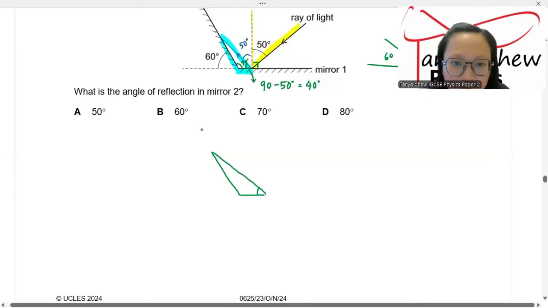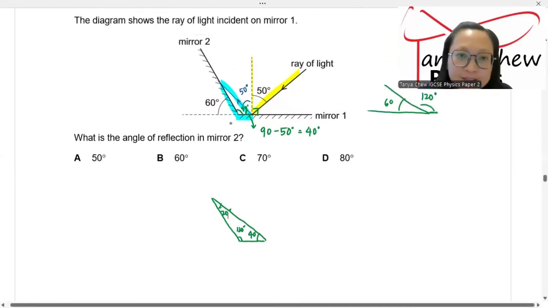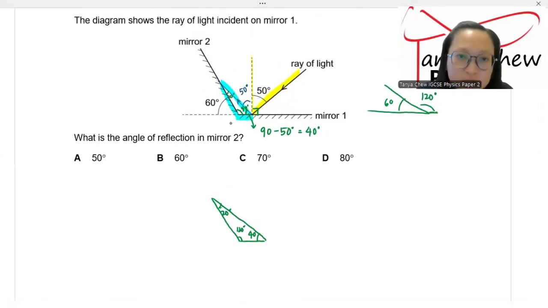So this is actually 40 degrees. This is actually 120 degrees. So the full triangle, right? So you take 180 minus 120 plus 40. And right here, you get 20 degrees. So in this case, this is actually 20 degrees.